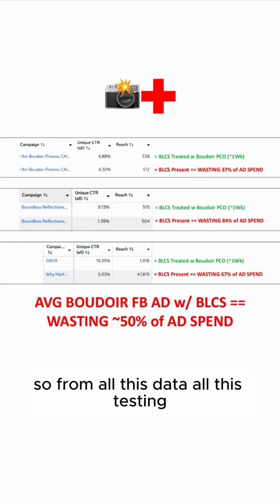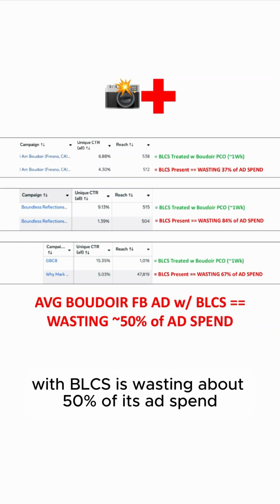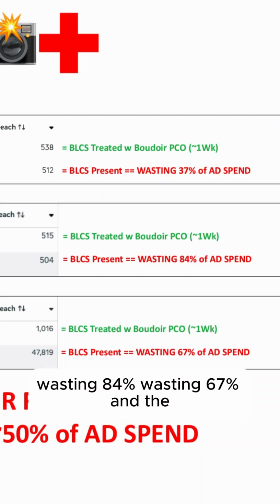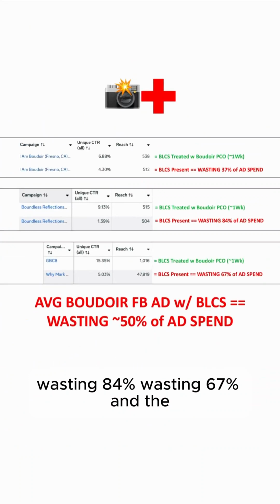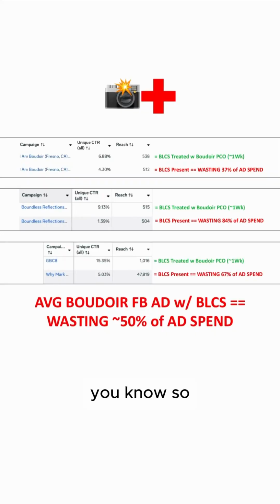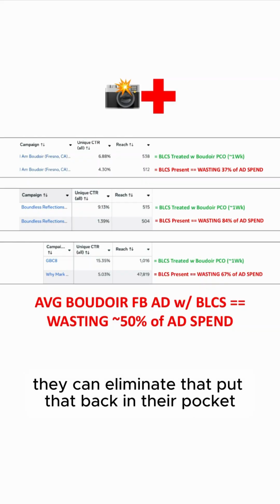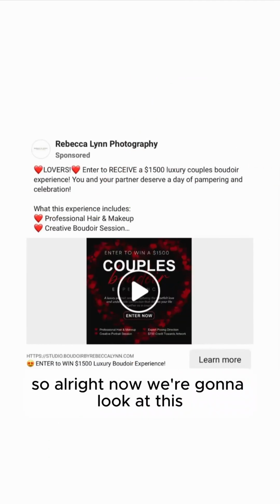So from all this data, all this testing, what I've seen, the average Boudoir Facebook ad with BLCS is wasting about 50% of its ad spend. I mean, check out these numbers here: wasting 37%, wasting 84%, wasting 67%. And so if they're spending more than 10 grand a month on Boudoir Facebook ads, then on average, 5K a month is being wasted. They can eliminate that, put that back in their pocket. That's approximately 60K over the next year. So, all right, now we're going to look at this.